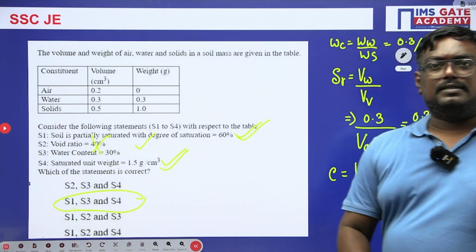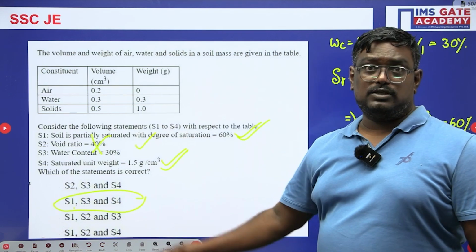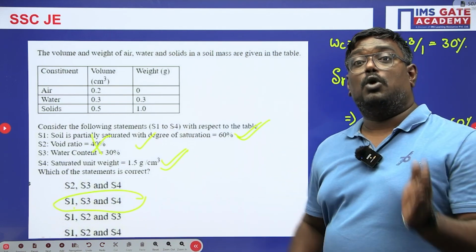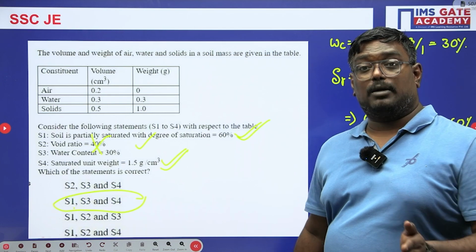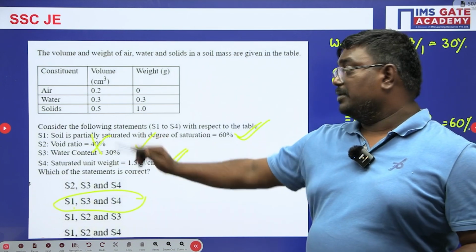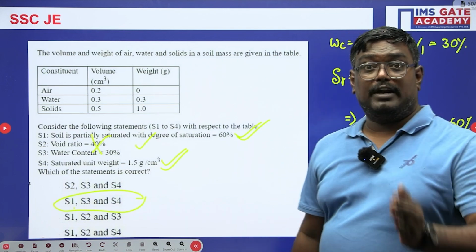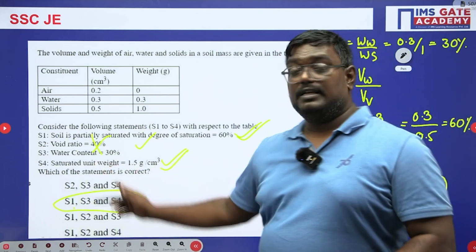See students, they have given all the tables. How can you solve this problem if you know what is degree of saturation? Volume of water by volume of voids. What do you mean by void ratio? Volume of voids by volume of solids. What do you mean by water content? Weight of water by weight of solids. What is saturated unit weight?